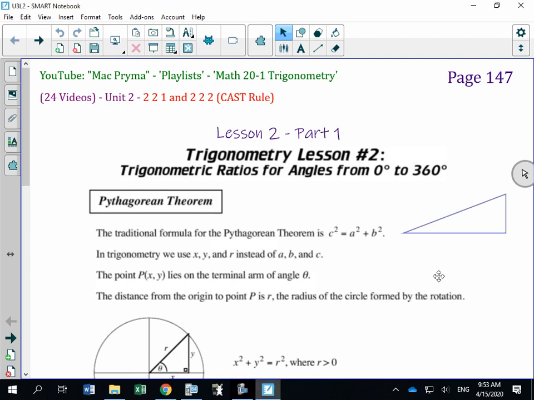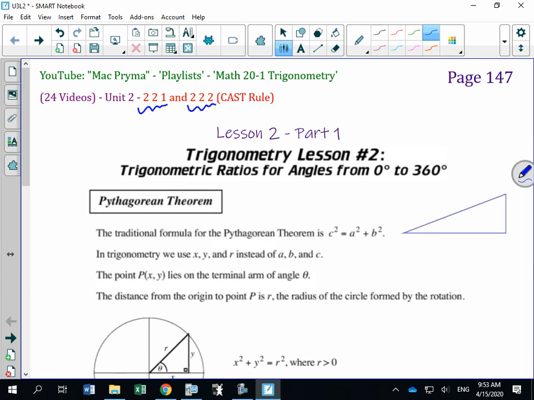This will be lesson 2 on page 147 of your student workbook, and it's going to be the first video of 2. So I'll do this lesson in 2 separate parts. As with lesson 1, a lot of information, so I want you to be watching Mr. Prama's videos as well on YouTube, and he has 2 videos out of his 24, which would correspond to this lesson.